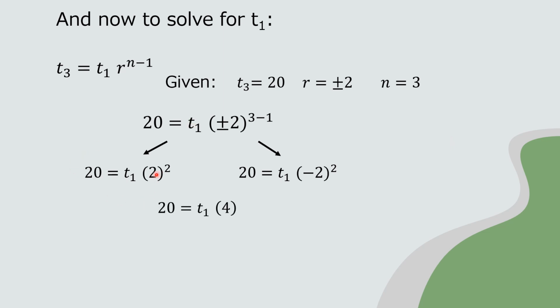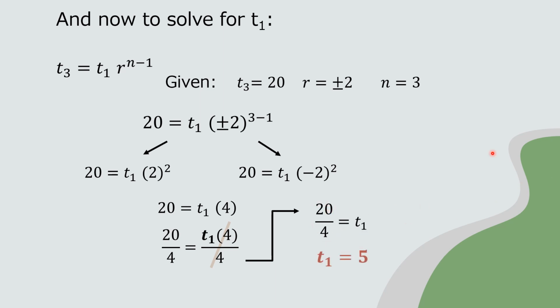If we simplify 2 raised to 2, it will give you 4. If we simplify the quantity of negative 2 raised to 2, it will give you 4. So, we have 20 is equal to t sub 1 times 4. Divide both sides by 4. So, we have 20 divided by 4 is equal to t sub 1 times 4 divided by 4. So, cancel 4 divided by 4. So, we have 20 divided by 4 is equal to t sub 1. So, t sub 1 is equal to 5.